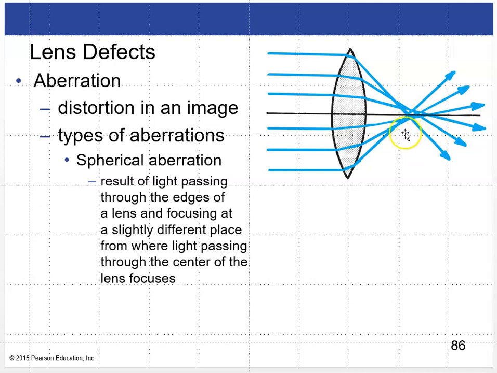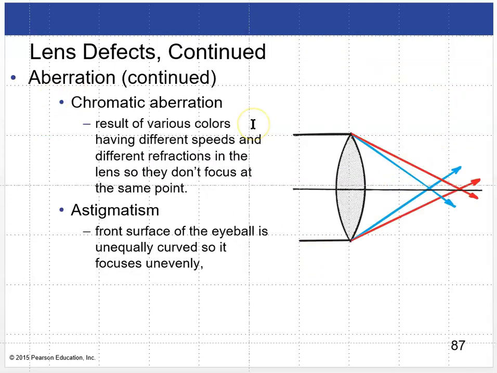So notice that the focus of this part of the light coming from the edge is closer to the lens than the focus from the light coming further out. And this causes blurriness and maybe rings around distant lights. Chromatic aberration is a result of the various colors having different speeds and different refractions in the lens. So the medium has a wavelength-dependent index of refraction. So they don't all focus at the same point.